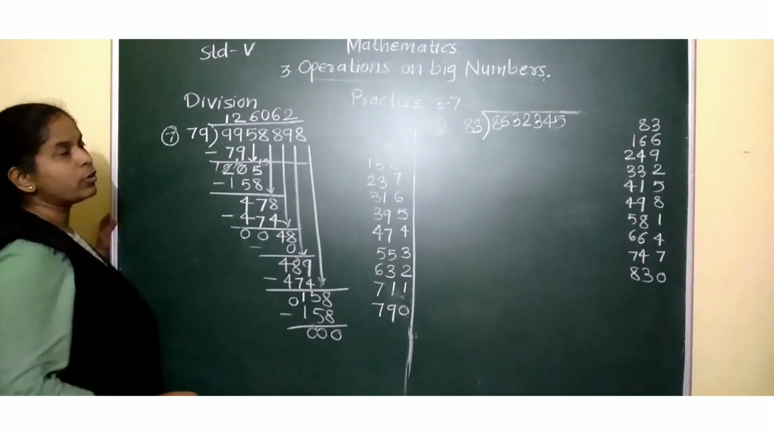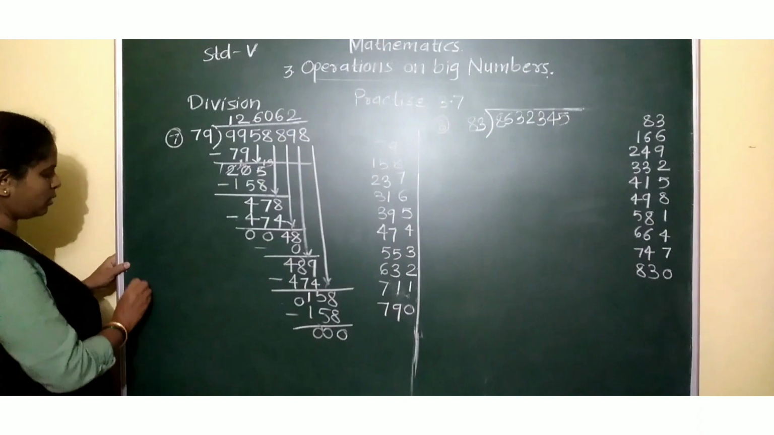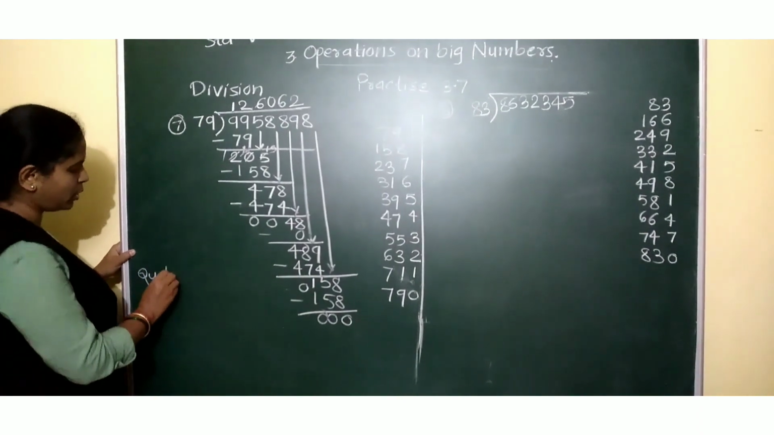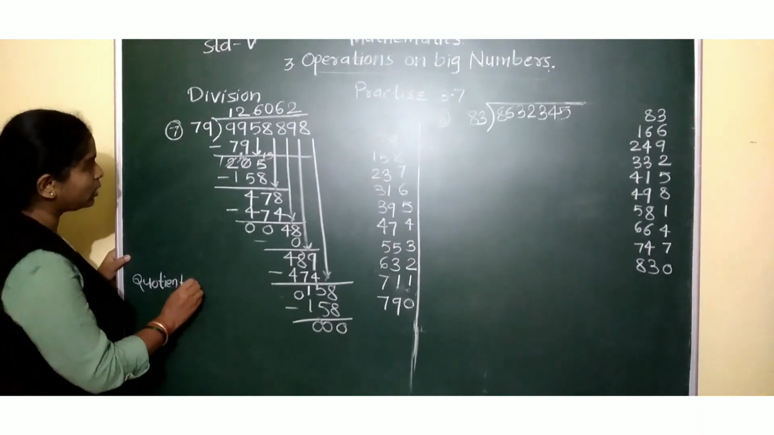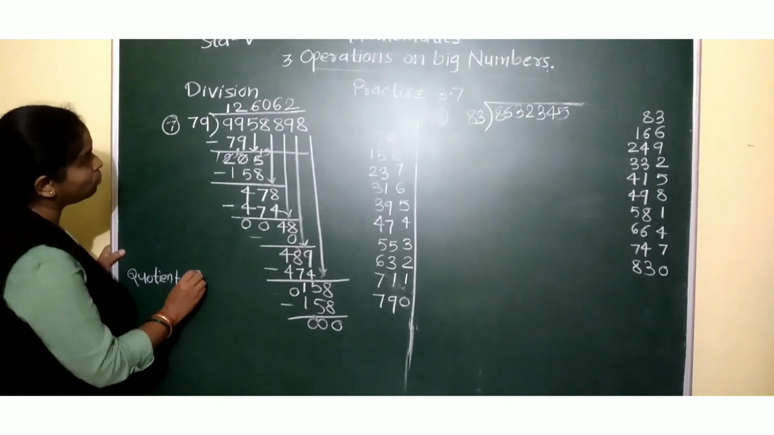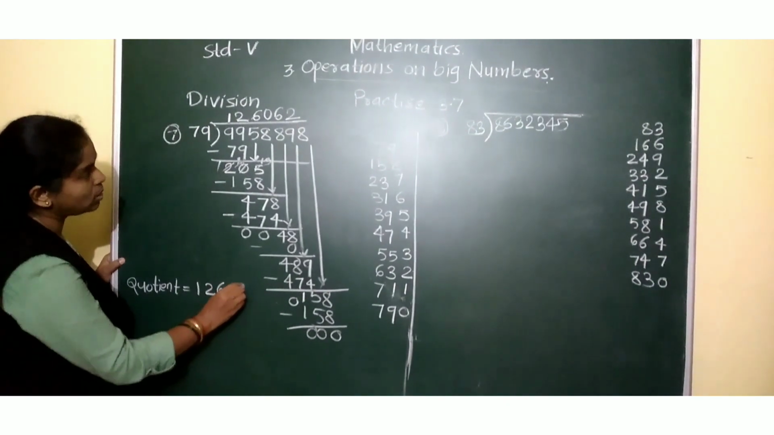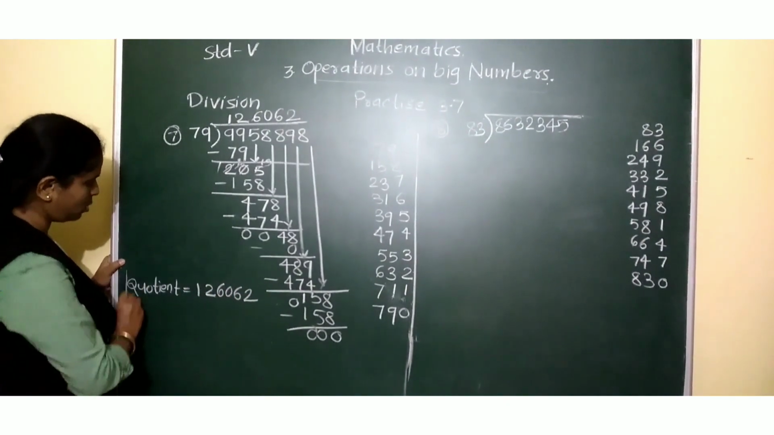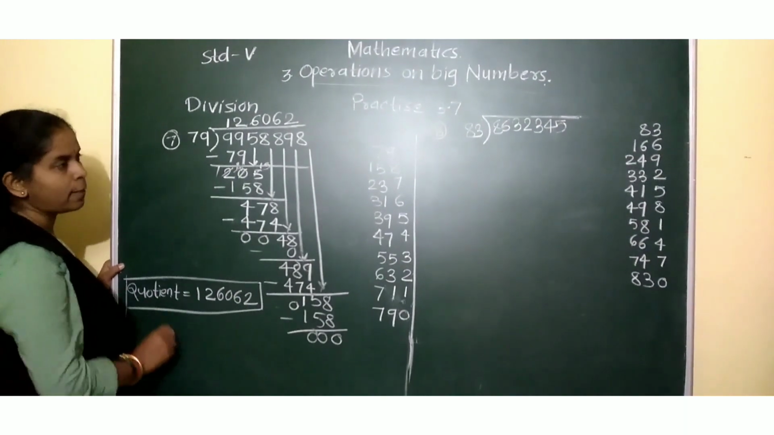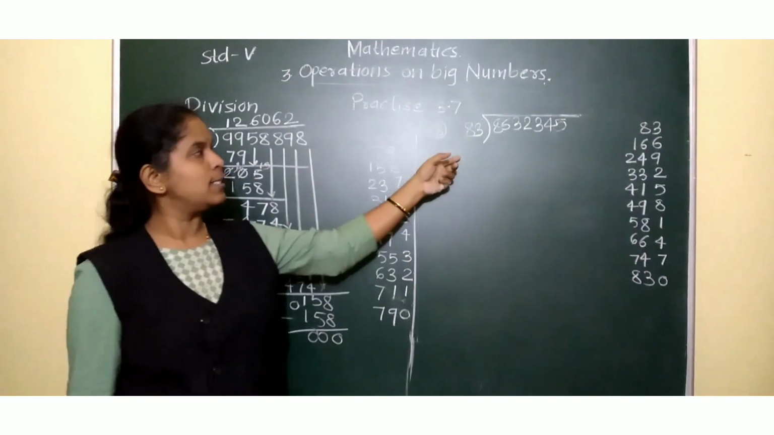Okay. If we prepare the table, how easy. So what will be the quotient? Quotient is equal to 126062. This is the answer. Now we'll move towards this.